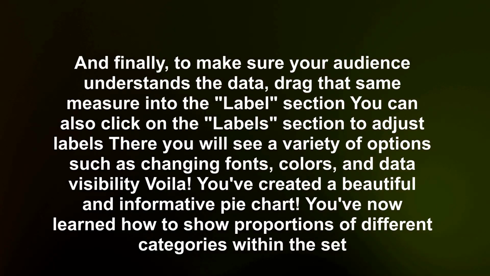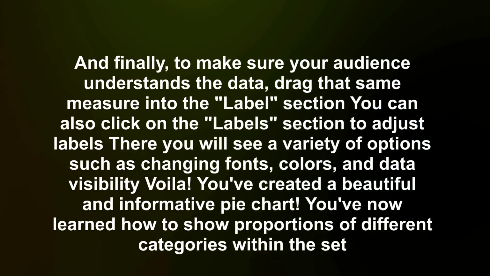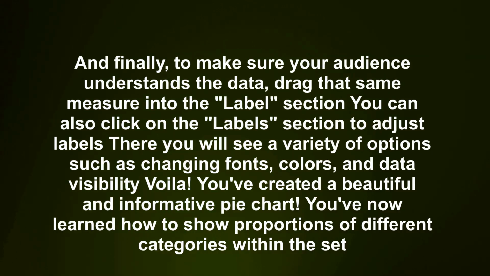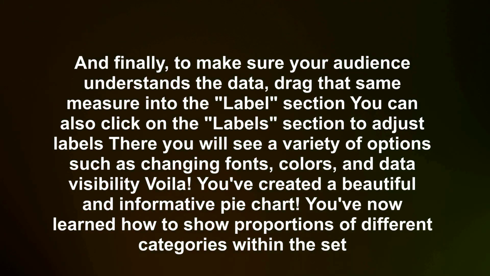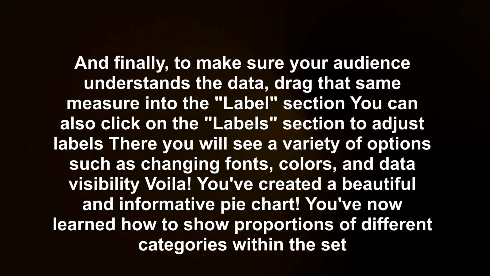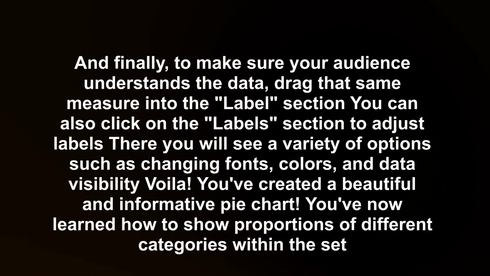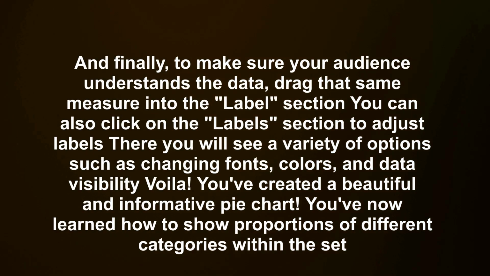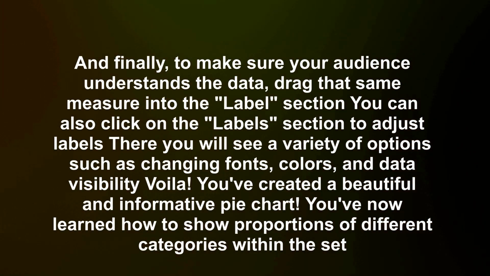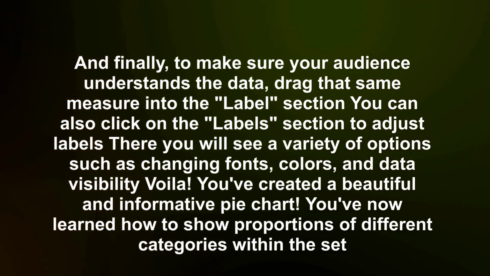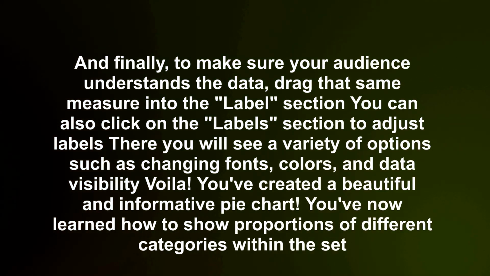And finally, to make sure your audience understands the data, drag that same measure into the label section. You can also click on the label section to adjust labels. There you will see a variety of options such as changing fonts, colors, and data visibility. Voila! You've created a beautiful and informative pie chart. You've now learned how to show proportions of different categories within the set.